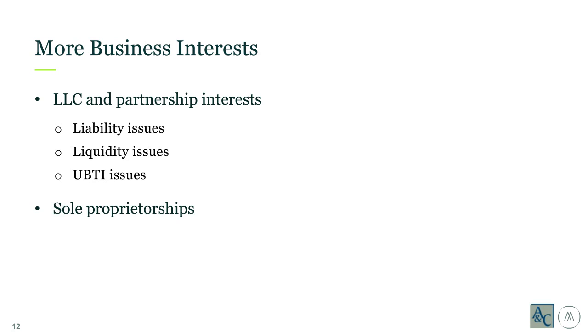And I'll talk briefly about sole proprietorships. This is where there's no actual business entity. The business is just basically a collection of assets and liabilities. And if somebody's trying to gift this to a charity, what they're really trying to give is all of the assets and all of the liabilities directly to the charity.